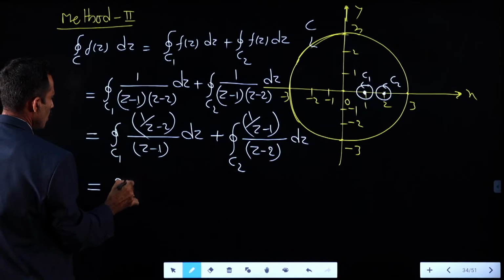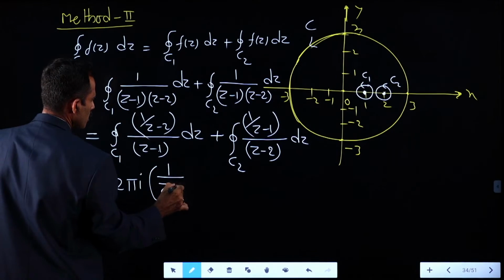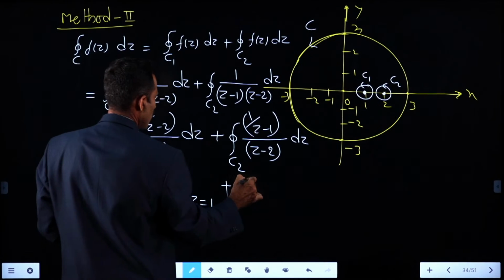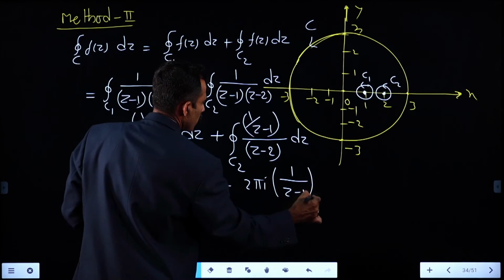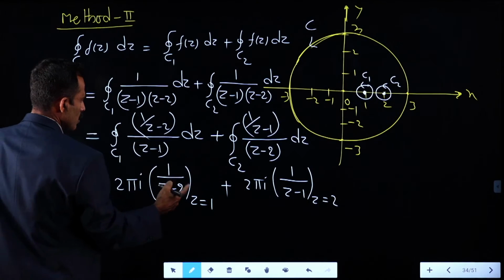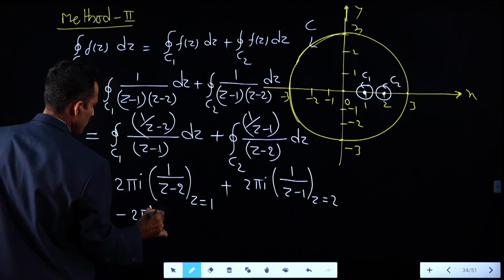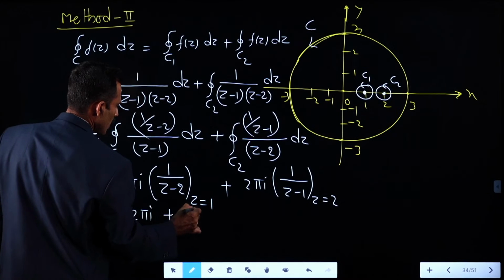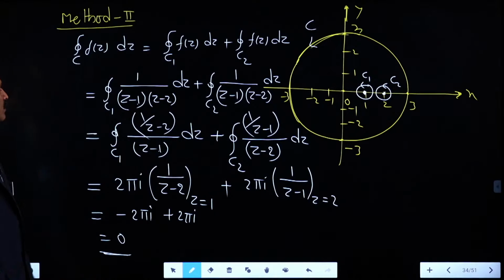This is equal to 2 pi i times, in this function, substituting z equal to 1, plus 2 pi i times 1 by z minus 1 at z equal to 2 only. When I substitute z equal to 1, this becomes minus 2 pi i, plus, when I substitute z equal to 2, 2 minus 1 is 1, giving 2 pi i. So the answer is 0 only. This is the value of the integral.